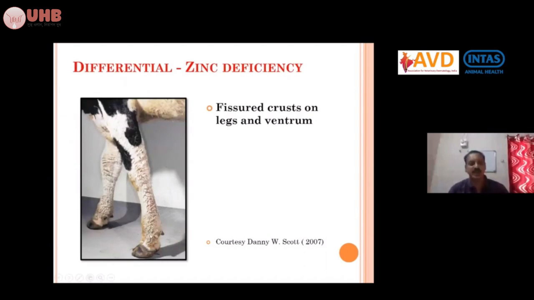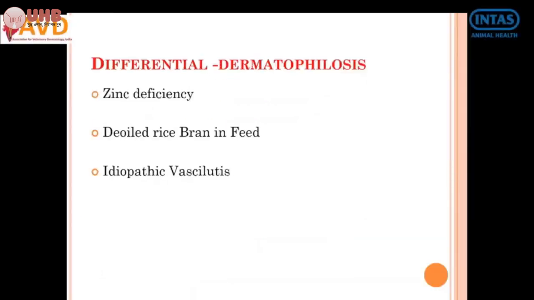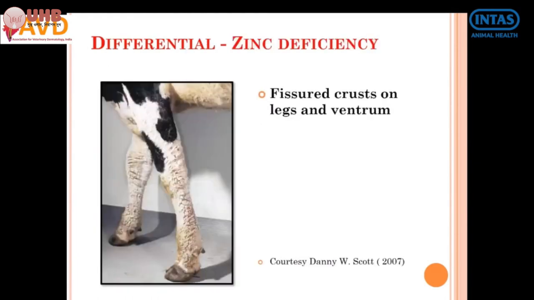Sometimes the other differential diagnosis is zinc deficiency. Fissure-like crusts are noticed in the leg and the ventrum region, so you think about zinc deficiency. You can supplement zinc sulfate orally, and that will respond to treatment. So the differential diagnosis includes three things: zinc deficiency, use of de-oiled rice bran in the feed, and idiopathic vasculitis. Idiopathic vasculitis lesions will be very erythematous, meaning reddish-colored lesions will be noticed. So you think about these things. It is very easy to identify dermatophilosis and treat it accordingly.